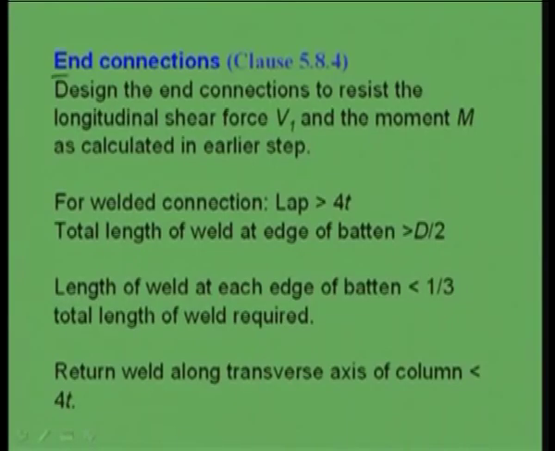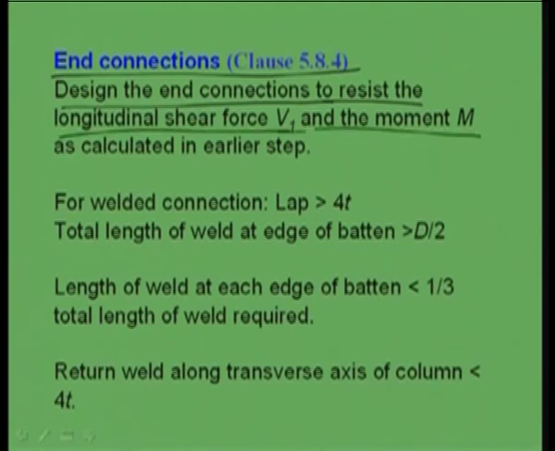In case of a welded joint, certain guidelines have been given by the code which have to be taken care of. This I am discussing now. This is given in clause 5.8.4 of IS 800/1984. It says to design the end connections to resist the longitudinal shear force V1 and the moment M as calculated in the earlier step. So, we will design the end connection in terms of V1 and M, which we have already calculated. Then, the code guidelines: for a welded connection, lap should be greater than 4d. What is lap length? I am coming to that. Lap should be greater than 4d.